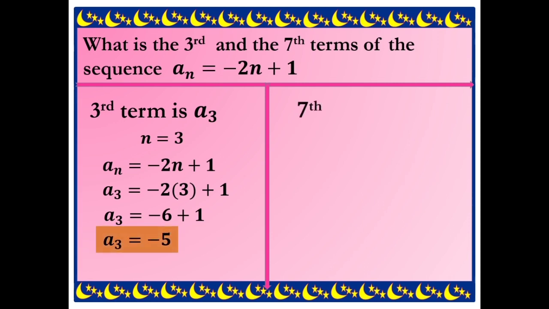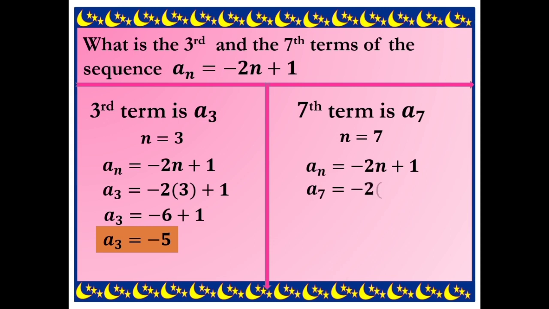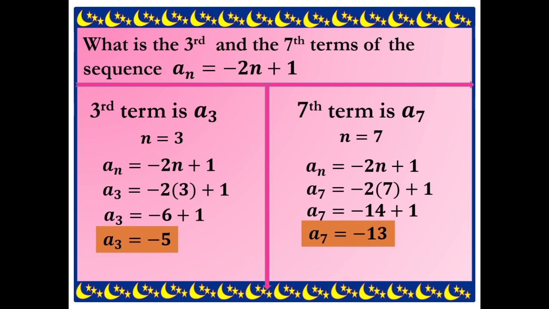For the seventh term, since seventh term is a sub 7, then the value of n is 7. Substitute in the nth term, a sub n is equal to negative 2n plus 1. So we have a sub 7 is equal to negative 2 times 7 plus 1. Negative 2 times 7 is negative 14. So final answer is negative 13. So we have the third term is negative 5 and the seventh term is negative 13.